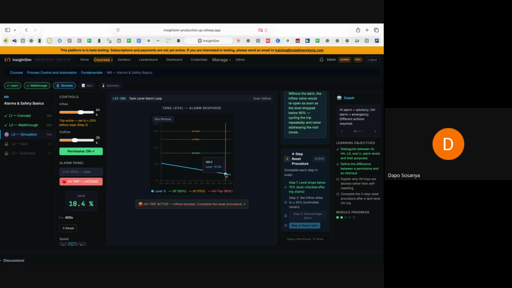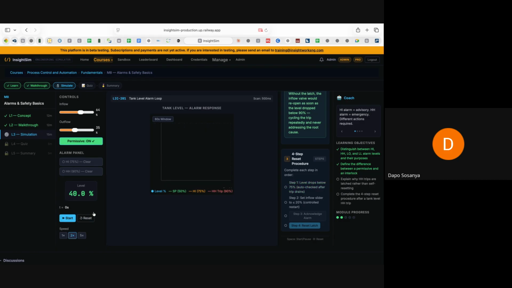Now complete each step in order. Level drops below 75, auto check after trip drains. And step 2, inflow slider to greater than 20%. That is control restart. So if you reset and clear, you bring your inflow slider up, you start your process gradually. Your permissive is on, and then you start gradually.